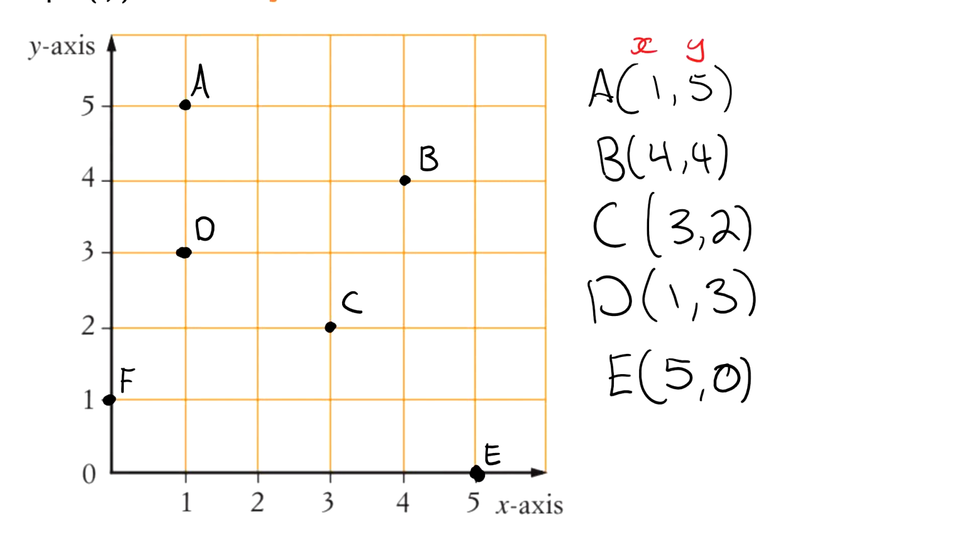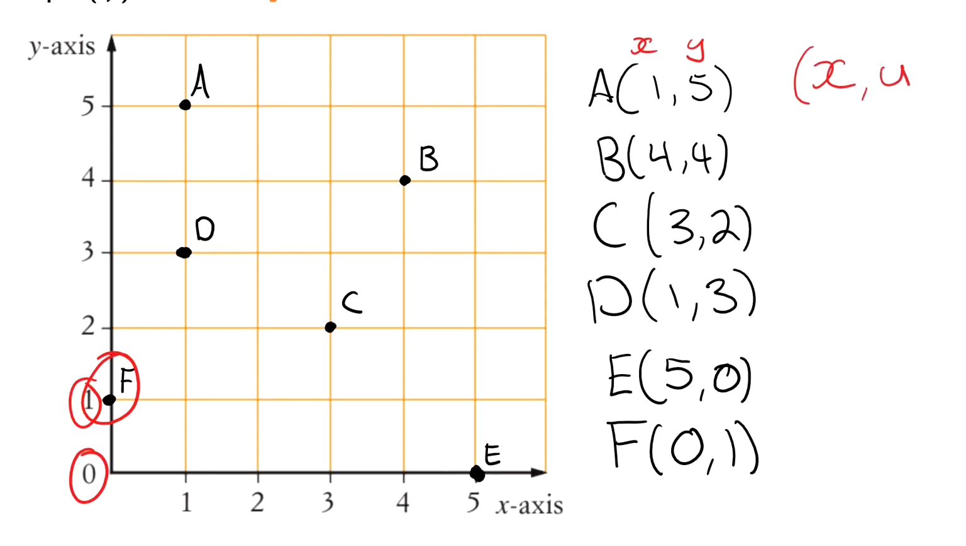Now up here, let's do our F. Now that's 0 this time because remember your x-coordinate comes first and then your y. So 0, 1. So again, with all of these, remember your x goes first, so x, and then y.